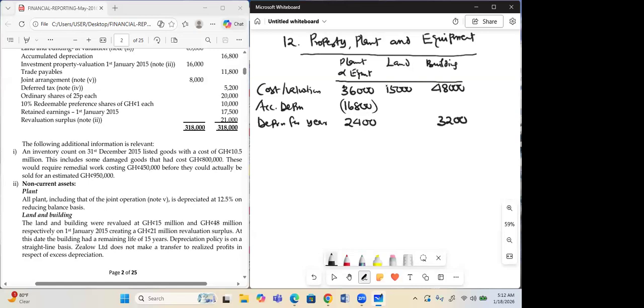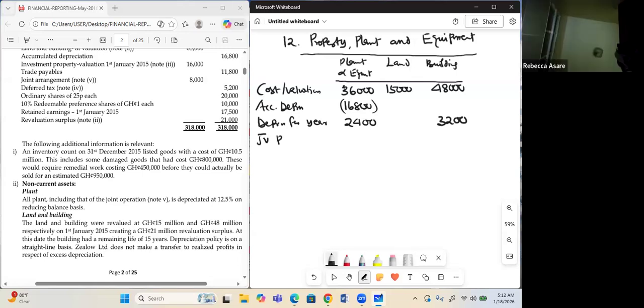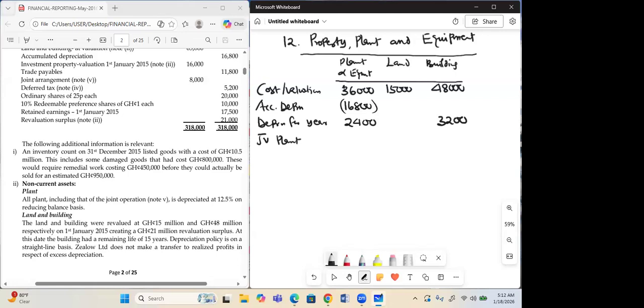Now there was a joint venture plant. What was the cost? 12,000, right? So the joint venture plant cost was 12,000. And then there was a depreciation on it. 1,500. I don't want you to get confused, so I'm taking everything one after the other. Is that not it? Yes. So sum all and let's see.